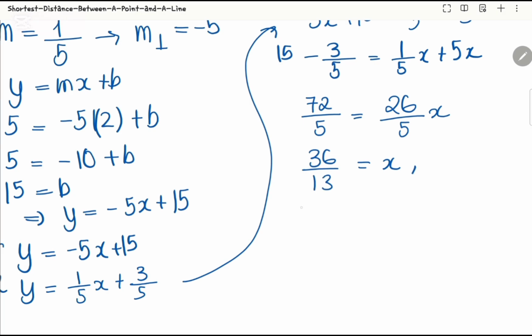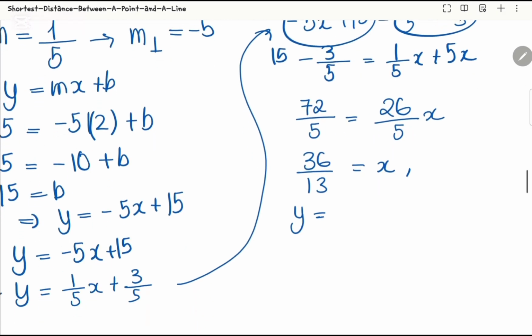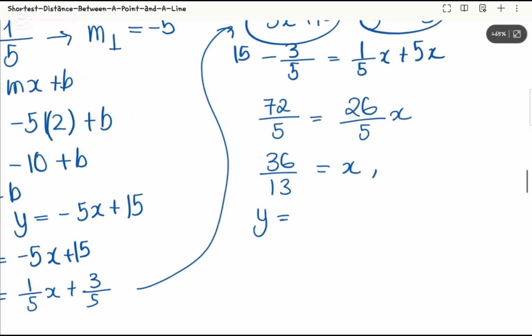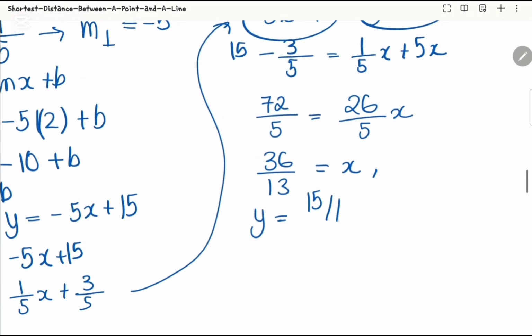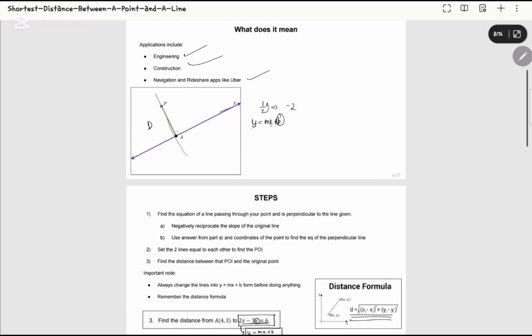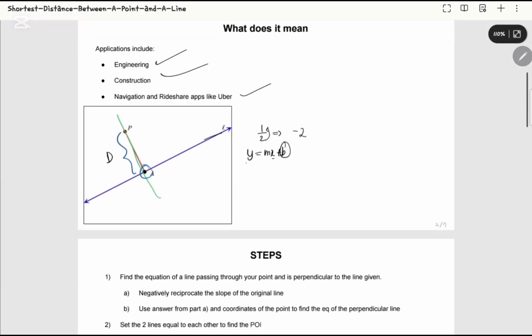That's your x. For your y, you plug this x back into this equation. So you just plug it back in, 36 over 13. That will give you 15 over 13 as your y, so the coordinates of the point of intersection. Okay. Yeah. So we found this point. Now we just need to find the distance between this and P to get your shortest distance between a point and a line.